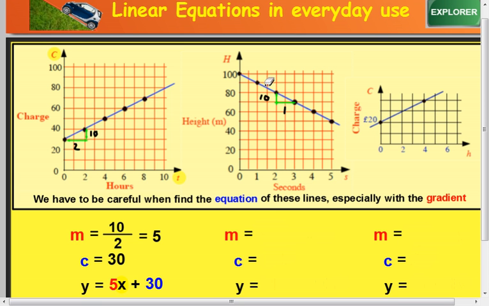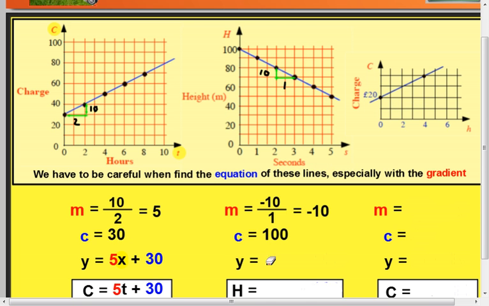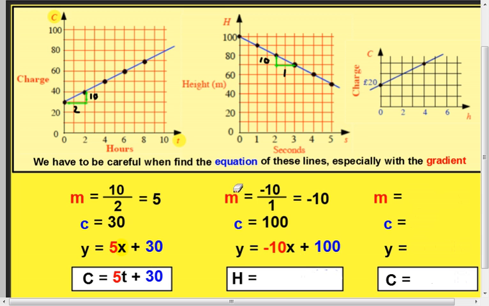Okay, so the gradient is vertical over horizontal, so 10 over 1, but you can see the line is going down like that, so it's actually negative 10 over 1, so that's negative 10. The intercept up here is 100, you can see it cutting through at 100. And if you just feed it into y equals mx plus c, y equals negative 10x plus 100. And to finish it off, again, the y-axis here is actually called h, so we replace the y with an h, and the x-axis has actually got an s next to it, so we want to write the x as an s.